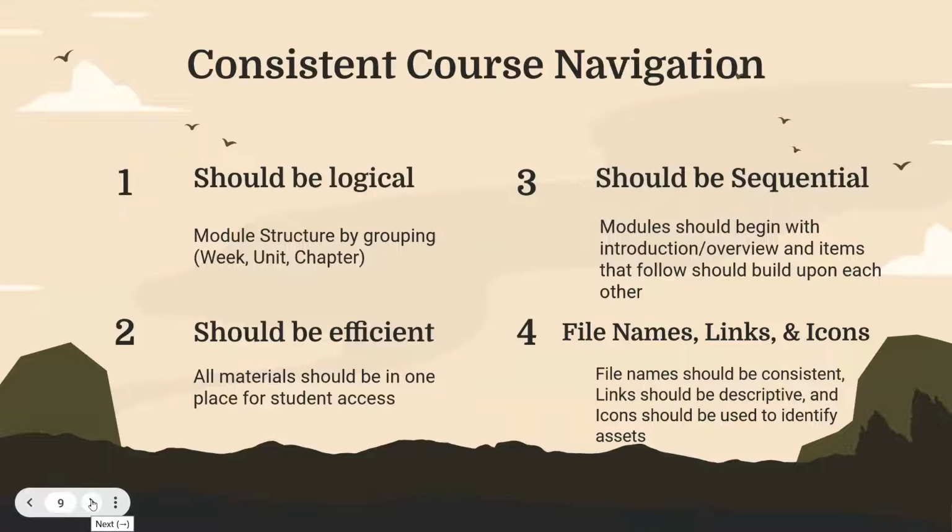So consistent course navigation. It should be logical. And now we're talking about not just the course menu, but we're talking about module structure. So when you begin thinking about organizing your course from the very beginning, think about what is that one way you're going to structure every single module. Is it going to be by week? Is it going to be by unit, by topic, by chapter? Whatever it is, it should be consistent. It should not be week 1 and then chapter 1 and then week 2 and then chapter 2 for the next module. That's very confusing, and students won't know whether they're going by weeks or chapters.